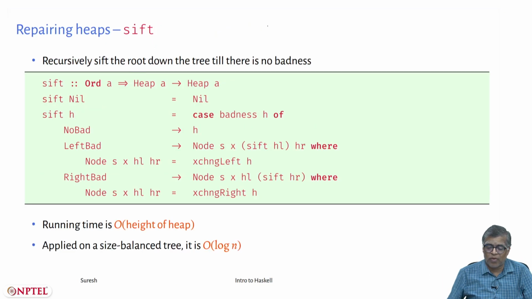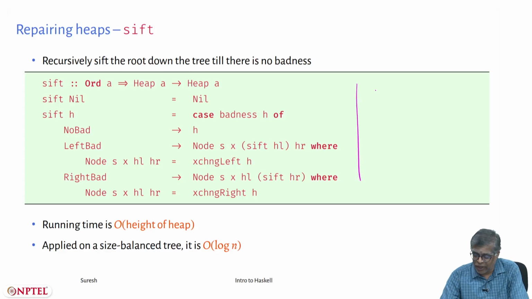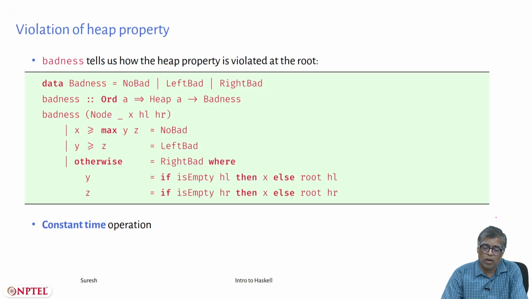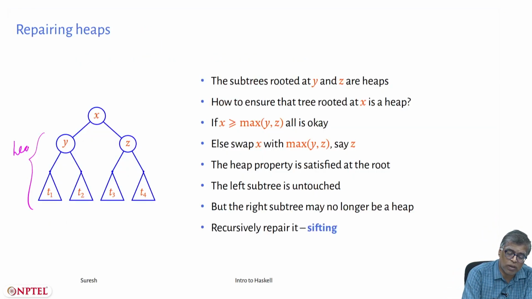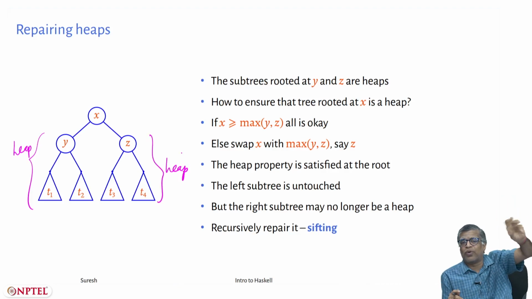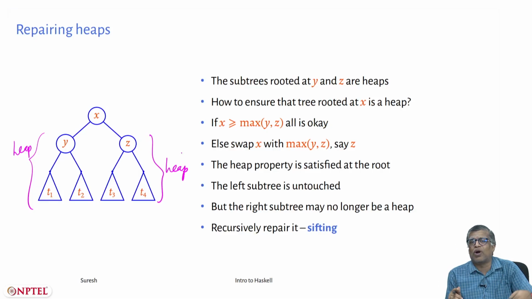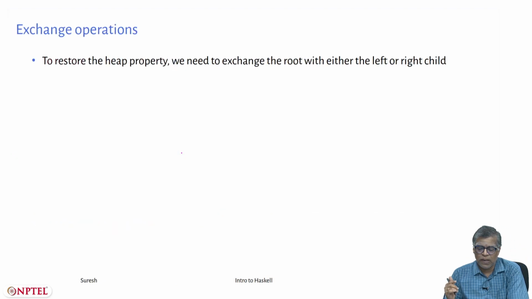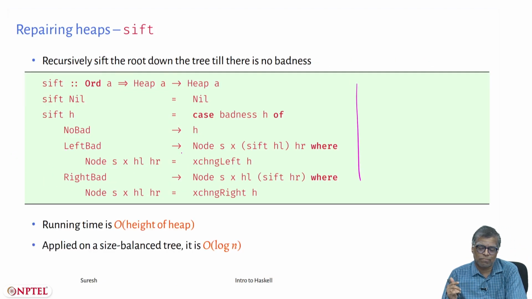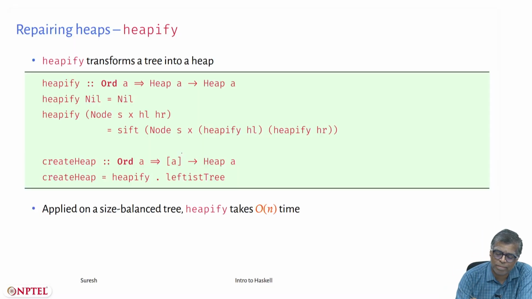Heapify transforms a tree into a heap, not a heap already. Because when we did the sift, our understanding was that sift works when, remember we did all this calculation, this is a heap, this is a heap, and the badness is only at the root. But how do you make sure that the left subtree is a heap? You have to recursively call heapify. You have to recursively call heapify for the right subtree, and then once you have changed them into heaps, now you sift the root down to its proper position. Okay. So that is heapify.